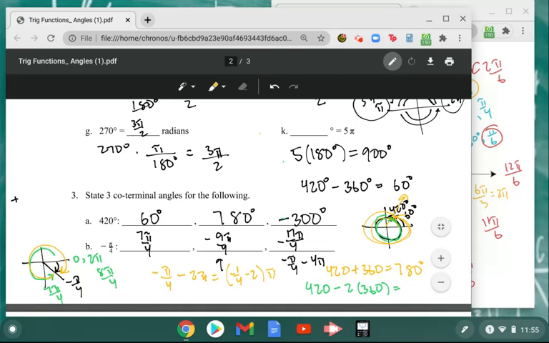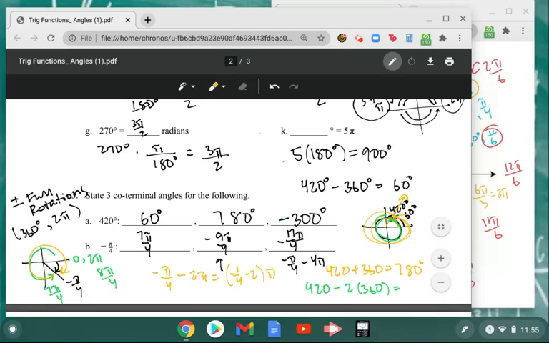Okay, infinitely many of these coterminal angles. We're just adding and subtracting full rotations. A full rotation in degrees is a multiple of 360. A full rotation in radians is a multiple of 2 pi. So that takes us through our angle measures.